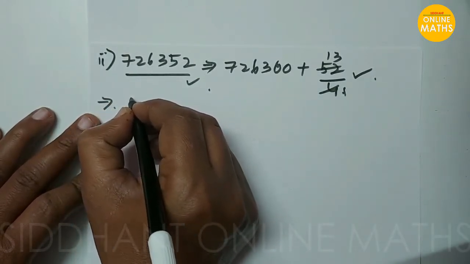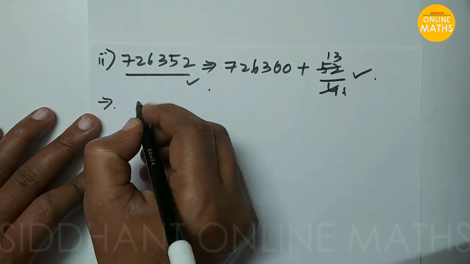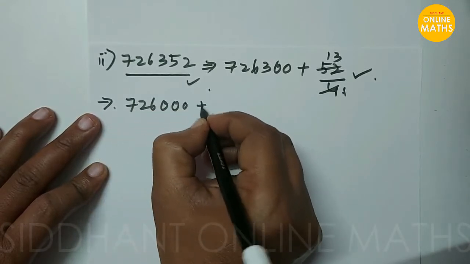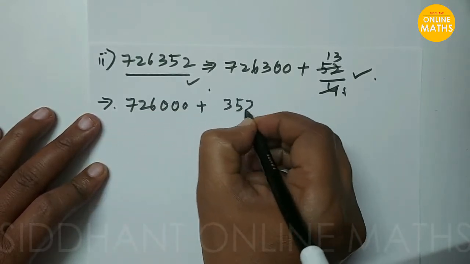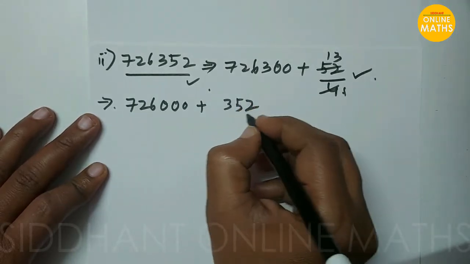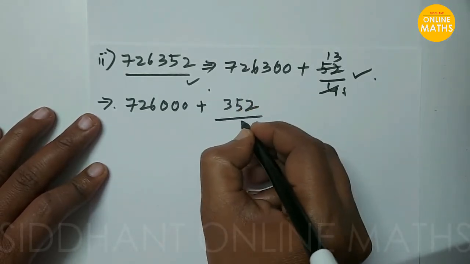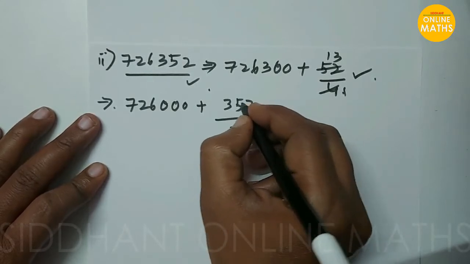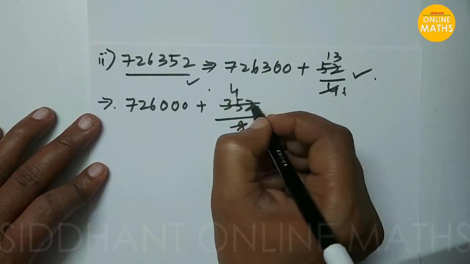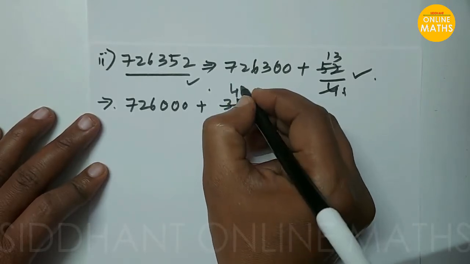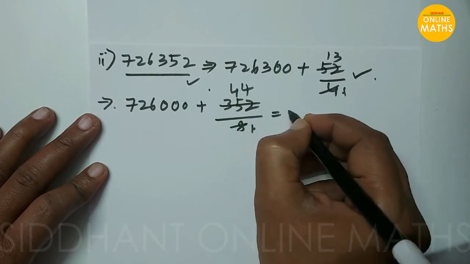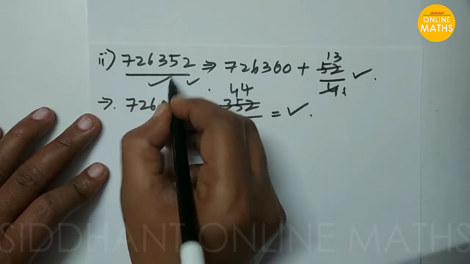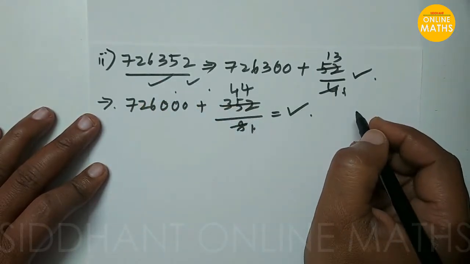So 8 here means we are going to see the last 3 digit numbers here. So 726000 plus 352 here. So the last 3 digit numbers we are going to check here, whether it divides by 8 or not. So 8 fours are 32, so we get remainder 32, and 4 here, so this also divides by 8 here. So we can say this whole number is also divisible by 8 here.